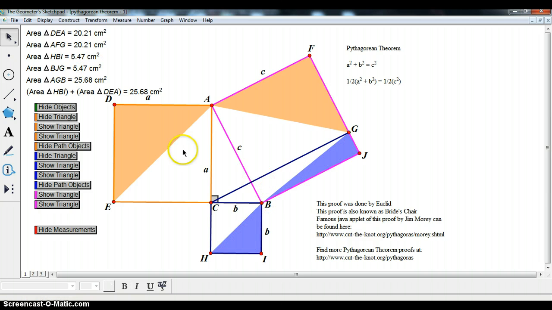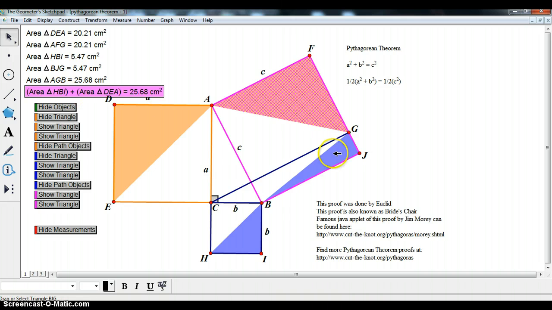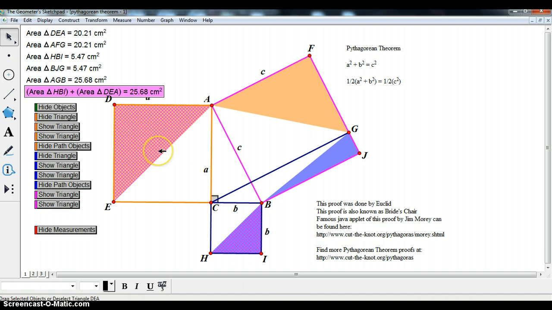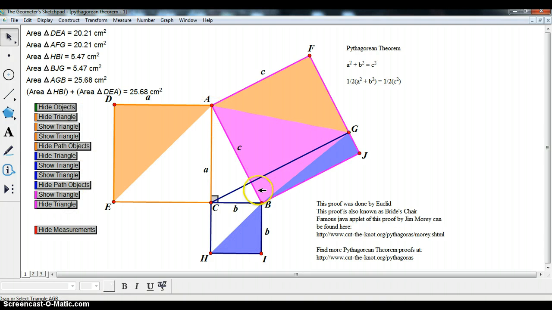Alright, so last step was if we add these two. So here, if you look, we did HBI plus DEA. So HBI and DEA added together equals 25.68. Kind of weird, because it's the same as our other triangle that we made, ABG. Ooh. So magically, they're both the same, both congruent, and that's actually the end of our proof.